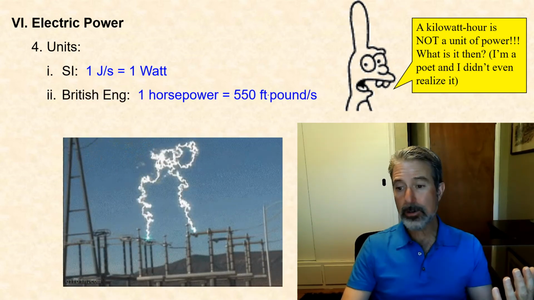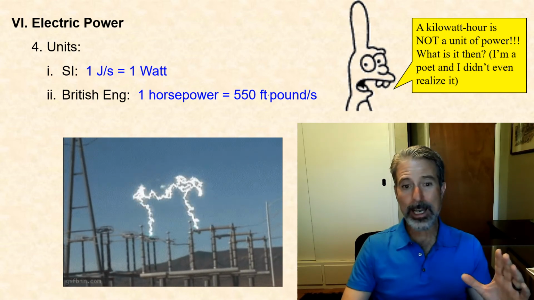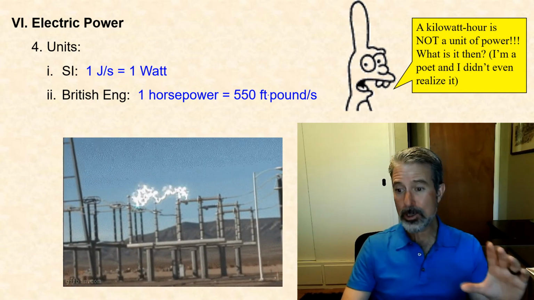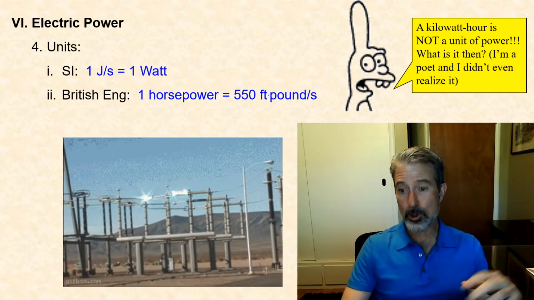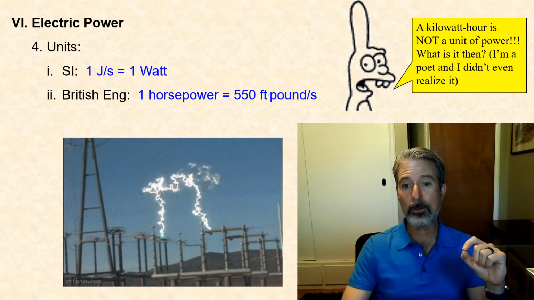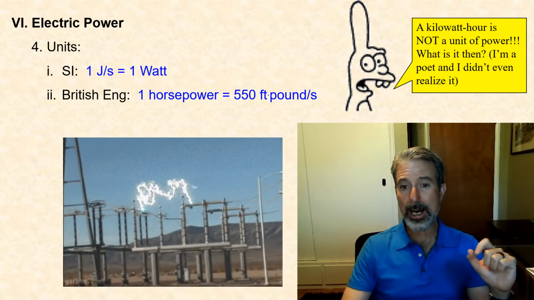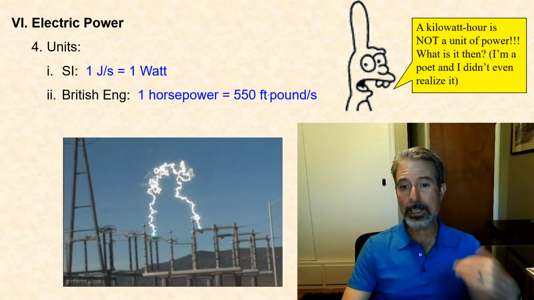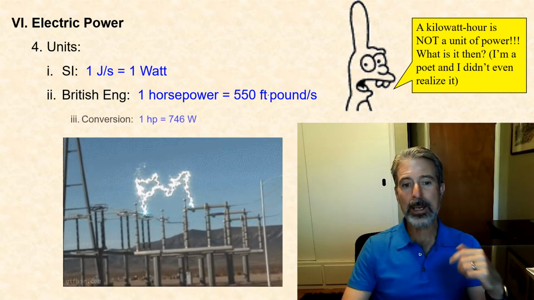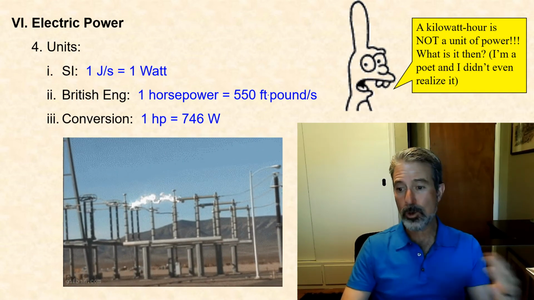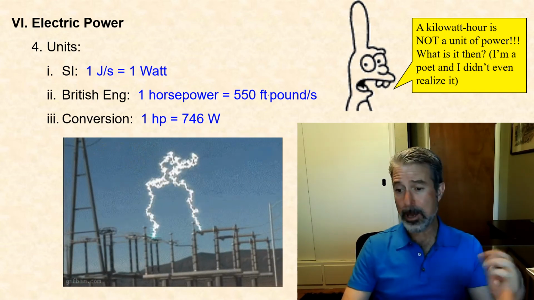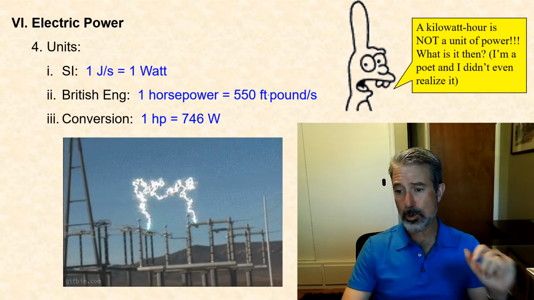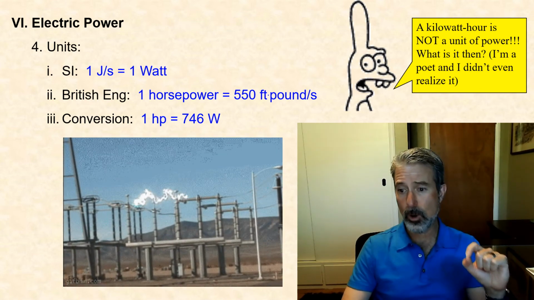The British engineering unit, which we still come across occasionally, is the horsepower. We see this less commonly used when we're talking about electrical power, but you should still be familiar with that unit. A horsepower, turns out, is 550 feet-pounds per second. And the conversion there between horsepower and watts, just remember that big old jet airliner, right? 1 horsepower being about 746 watts.